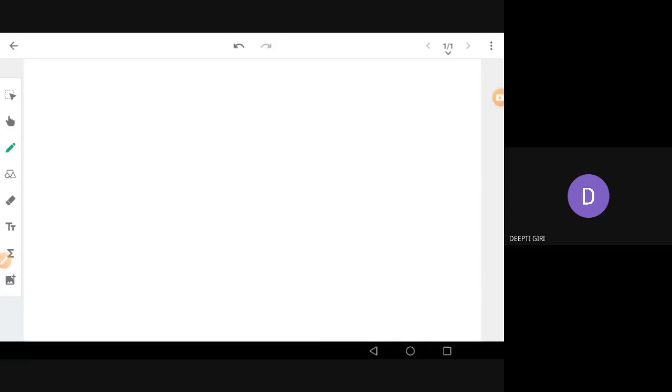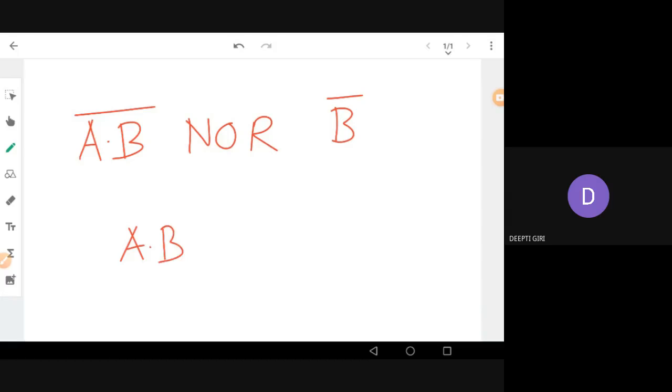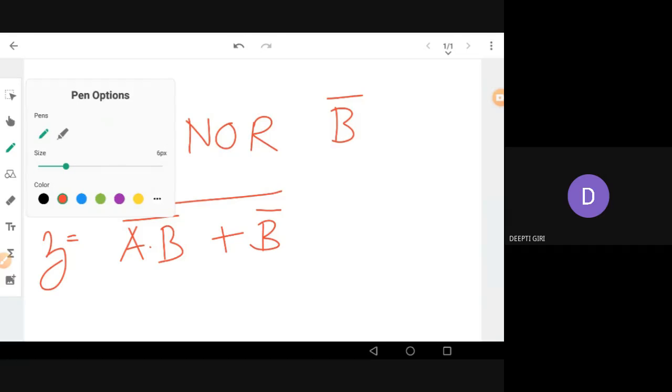Okay, so we have a NOR. What are we NORing? (A·B) bar and B bar we are NORing. So NORing is ((A·B) bar + B bar) whole bar, right? So this is my output Z. Here what will we use? There's De Morgan's law. What is De Morgan's law? You should remember De Morgan's law. What is De Morgan's law?